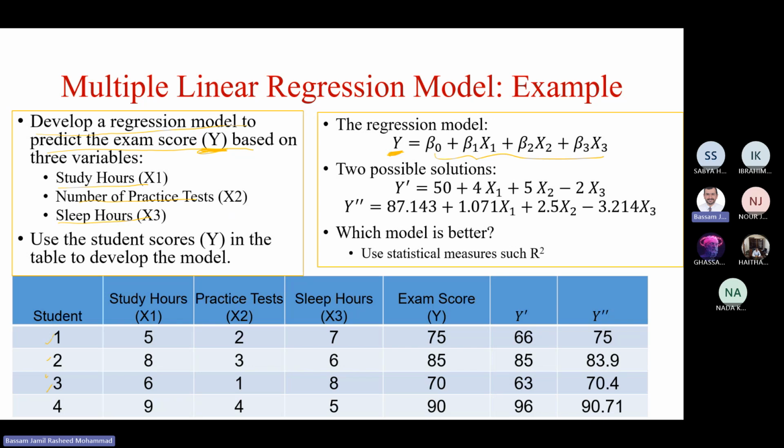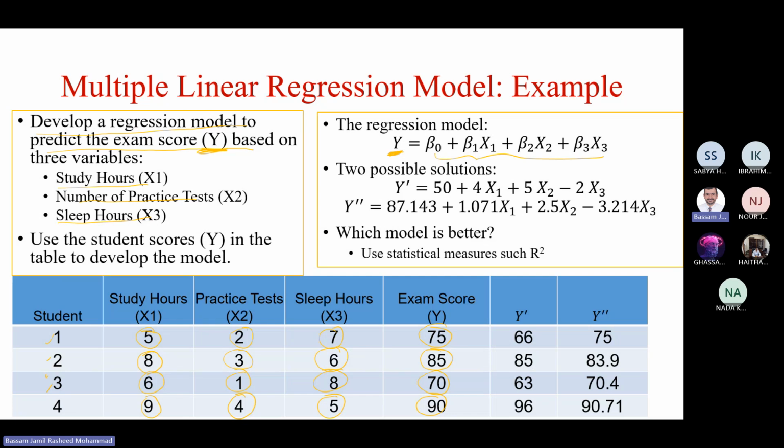The first student studies 5 hours, practices 2 tests, and sleeps for 7 hours, and it turned out this student's score was 75. The second student studied 8 hours, took 3 preparation tests, and slept for 6 hours. Their grade was 85 points. Third student studied for 6 hours, took 1 practice exam, and slept for 8 hours, and the grade was 70 out of 100. And the last student studied for 9 hours, took 4 tests, and slept for 5 hours, and the grade was 90.